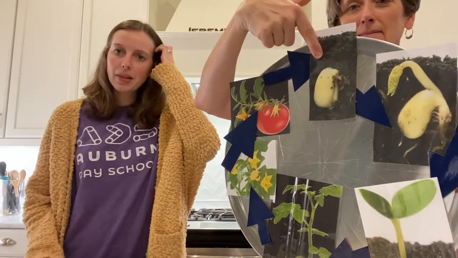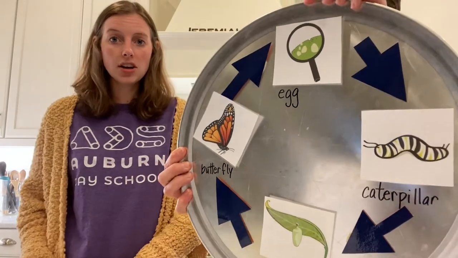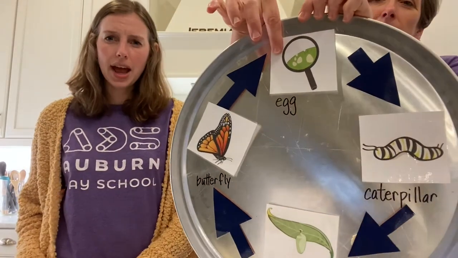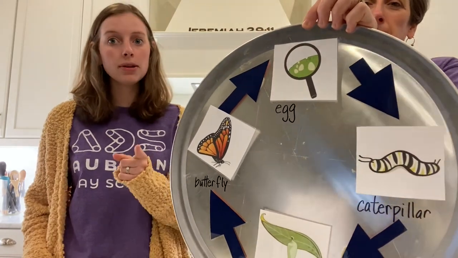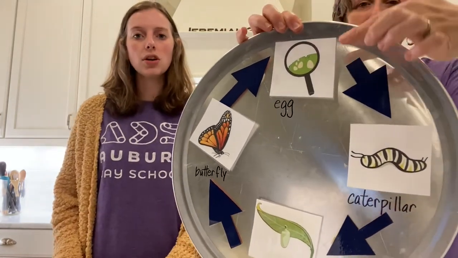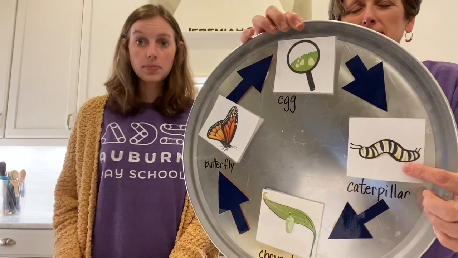Okay, so that's the plant life cycle. Let's review the animal life cycle. The example we've been using is a butterfly. Okay, so the butterfly starts off as an egg. Where are those eggs in that picture? That's right, they're on a leaf. Remember that, that's gonna be important. Okay, they start out as an egg, and then the egg hatches and it becomes a caterpillar.